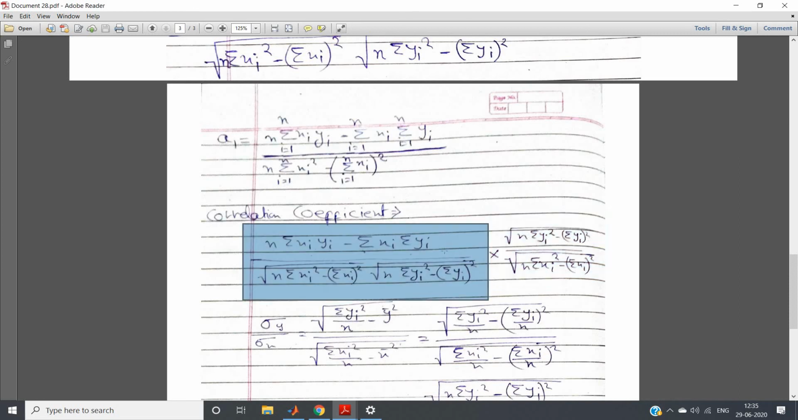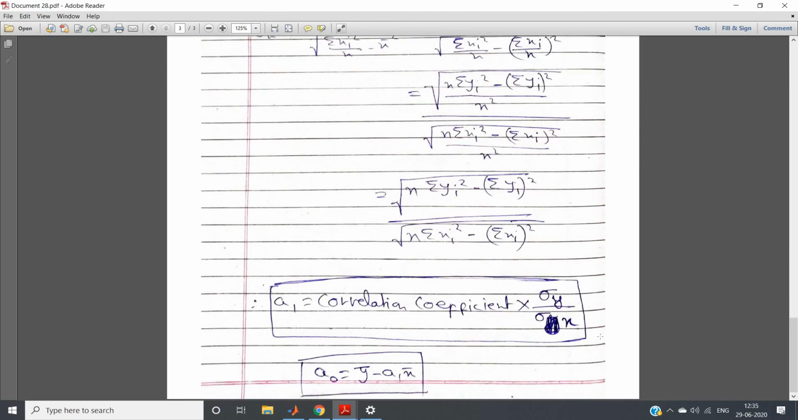So why have we multiplied this to get our a1? We can conclude that our a1, or slope formula, for linear regression is nothing but the correlation coefficient multiplied by the standard deviation of y by the standard deviation of x. Very important formula, and that is this one. a1 equal to correlation coefficient into standard deviation of y by standard deviation of x, right?